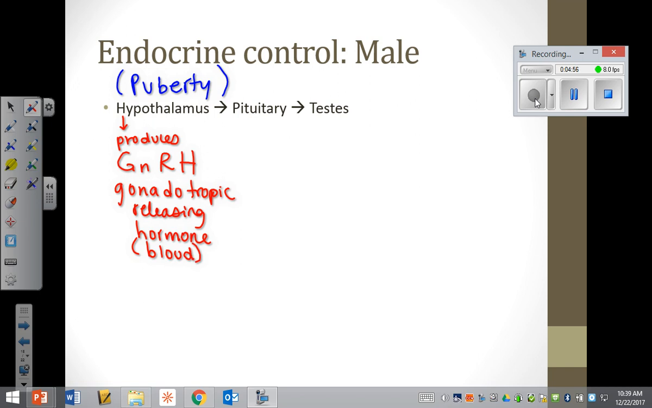The next part is your pituitary. And you know that your pituitary has two segments to it. So we are specifically talking about your anterior pituitary. In a male and in a female, the same two pituitary hormones are produced. Your pituitary produces FSH and LH. Both of those abbreviations are also on your data sheet if you ever forget what they are.